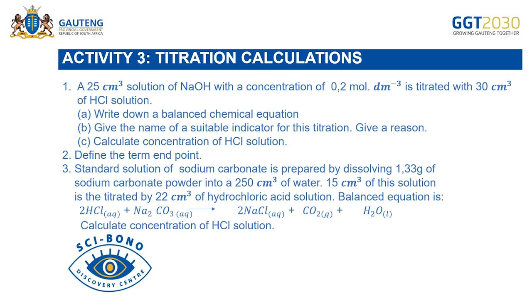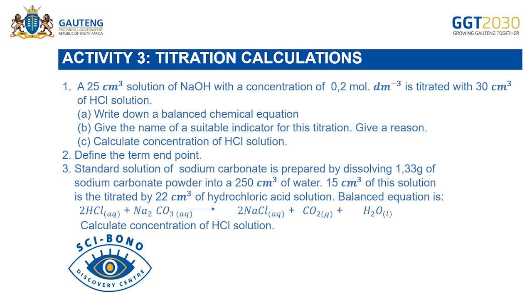Titration. A 25 cubic centimeters solution of sodium hydroxide with a concentration of 0.2 mole per cubic decimeter is titrated with 30 cubic centimeters of hydrochloric acid solution. So this is titration. This is not dilution. If it was dilution, then it was going to be addition of water, right? So this is titration, which is between an acid and a base. All right, so we are having a reaction of an acid and a base here, to produce maybe salt and water, because it's a neutralization reaction.